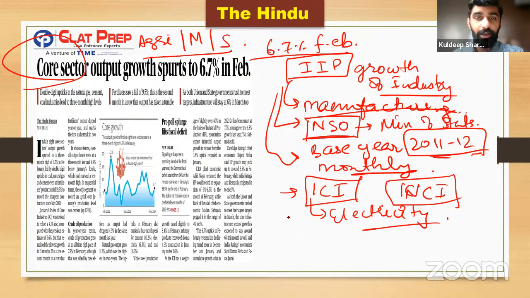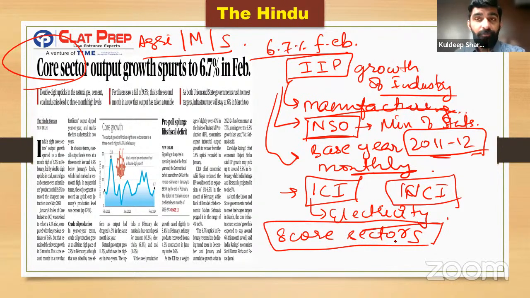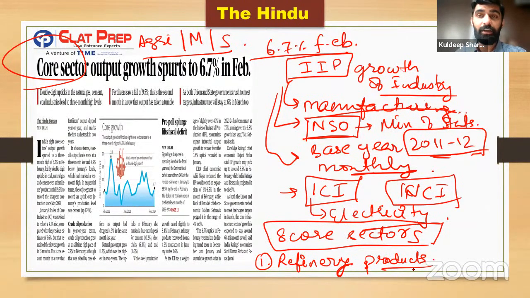Presently, in the index of core industries, which is part of IIP, there are 8 core sectors. When we measure 8 core sectors, we have a better idea of how our economy is performing, specifically in the manufacturing sector. As I told you, the agriculture and services sectors would not be part of it. Out of the manufacturing sector, the most important sector, which has the highest weightage in IIP, is the refinery product sector. So your petroleum and your diesel sector would be part of the refinery product industry.